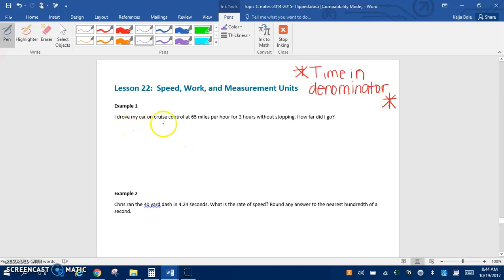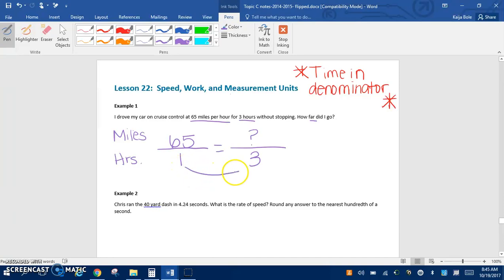Example 1 says I drove my car on cruise control at 65 miles per hour for 3 hours without stopping. How far did I go? So we know that we're going to be comparing miles to hours. If we put in our blank standard algorithm, they told us we went 65 miles per 1 hour, and we did that for 3 hours without stopping. They want to know how far did I go, so that's where our question mark goes, in miles.